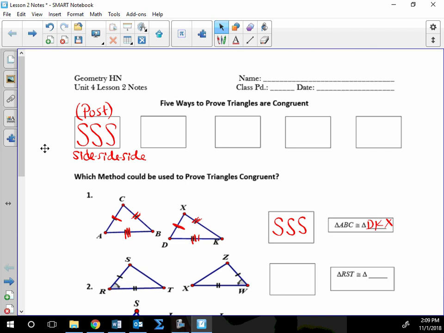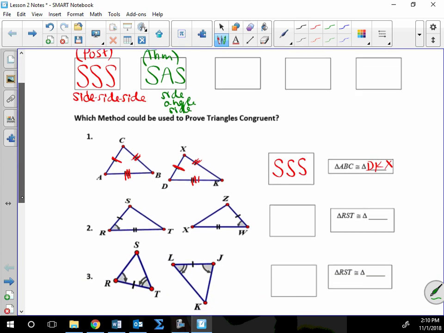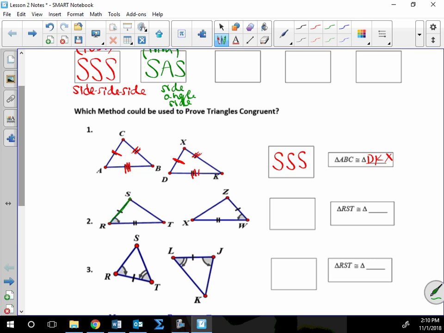Okay, so this one's our postulate. If I have corresponding sides congruent, all 3 sets, then I can automatically know that those triangles are congruent. Alright, our second one is what we call side, angle, side. This is technically a postulate. The rest are going to be theorems. And notice that our angle is in between the two sides. We call this the included angle, the angle that's in between the sides. So if we take a look at number 2 here, I have a set of corresponding sides congruent.